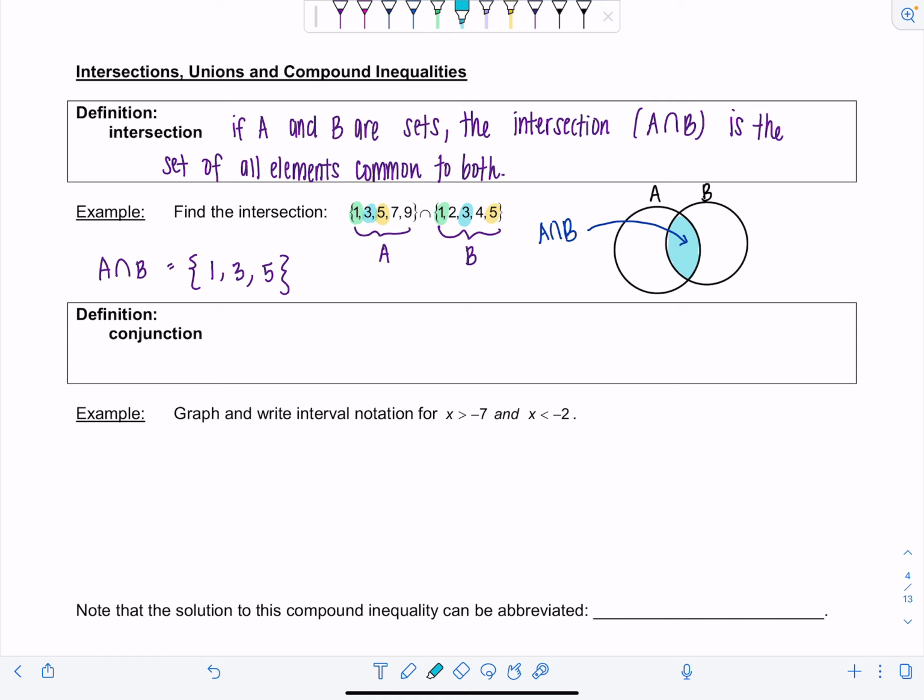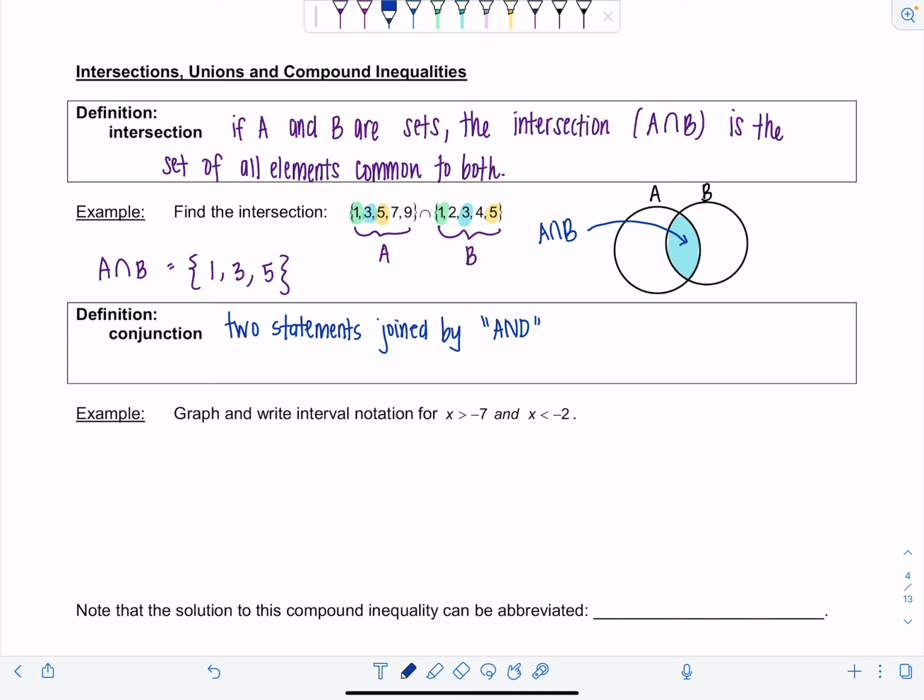A conjunction. In mathematics, a conjunction is anytime you have two statements that are joined by the word and. That's a J. Let's make it clear. Joined by the word and. All right, so here we go.